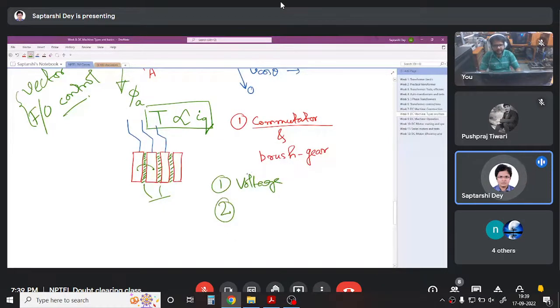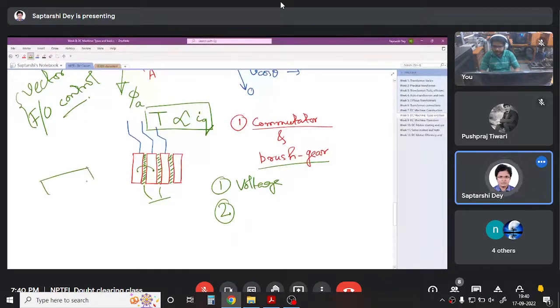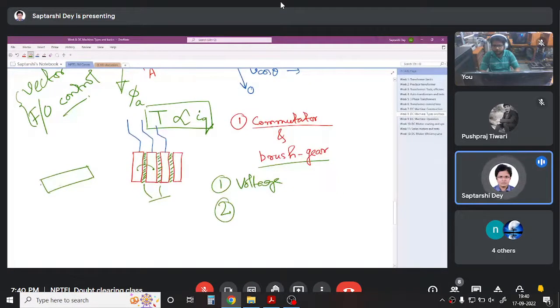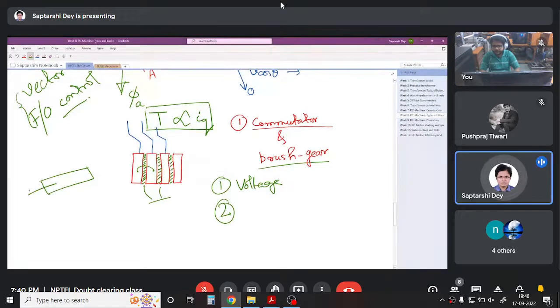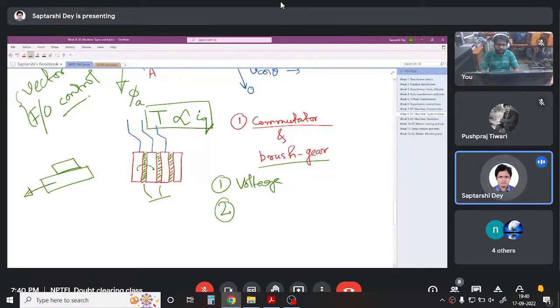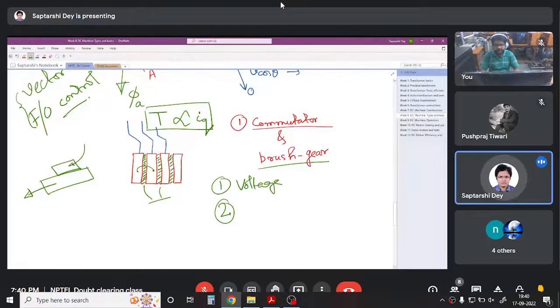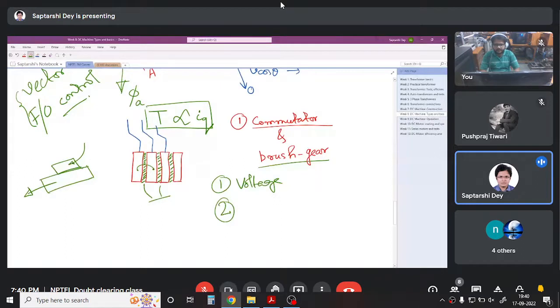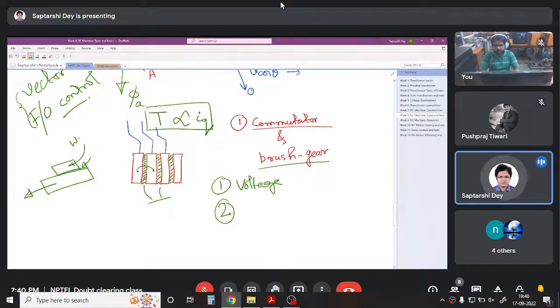The second problem is again with this commutator and brush gear arrangement, the sliding contact. You have something moving in this direction, and something static on it. So, as you can understand, there is wear and tear. You have to regularly maintain and replace these brushes. There is heat generated here. So we have wear and tear, and we have heat.